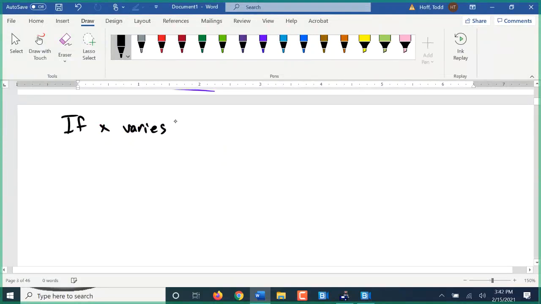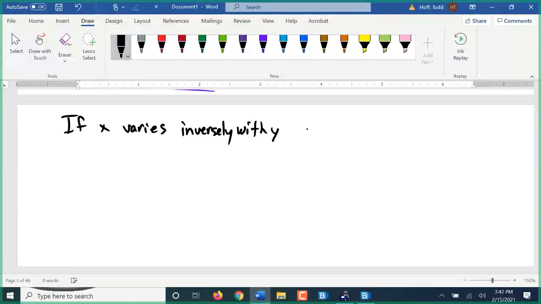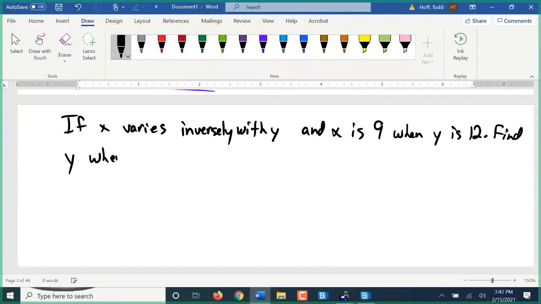X varies inversely with y. X is 9. Y is 12. Find y when x is 6. So there's 2 pieces of information here, and then, of course, the question.